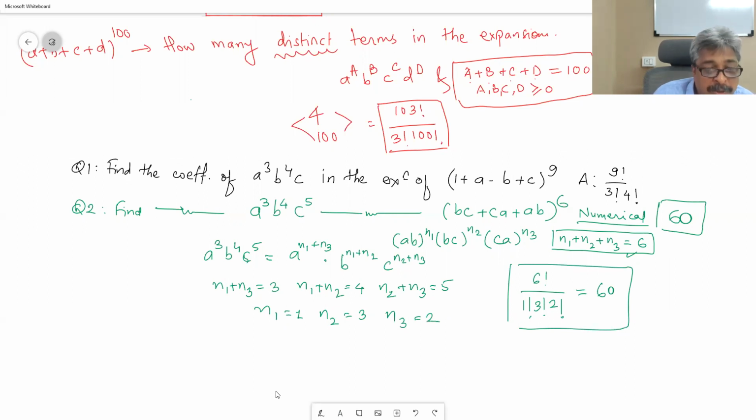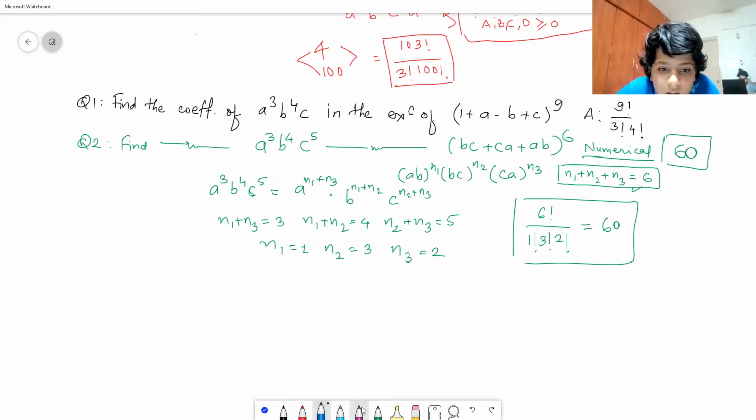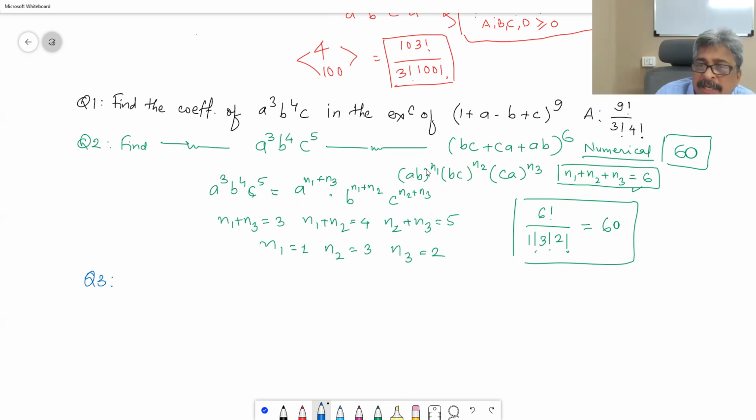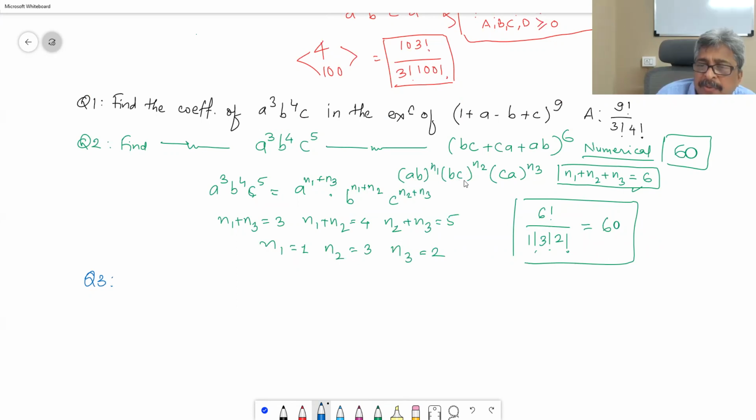That is our question number 2. And question number 3. Sir, how did, after AB to the power n1 into BC to the power n2 into CA to the power n3, how did A to the power n1 plus n3 come? AB raised to n1 is A raised to n1, B raised to n1. Oh yes sir. BC raised to n2, and CA raised to n3.